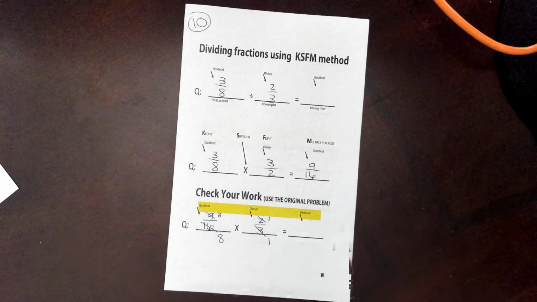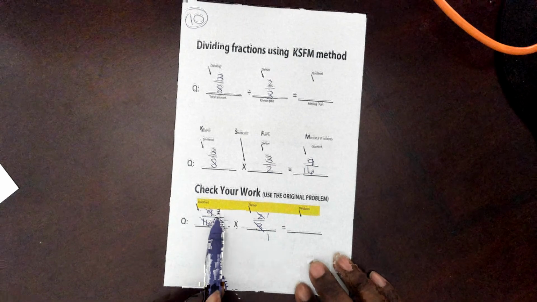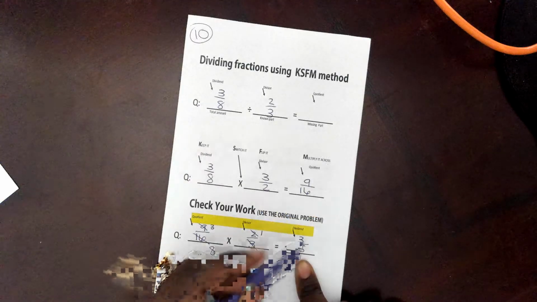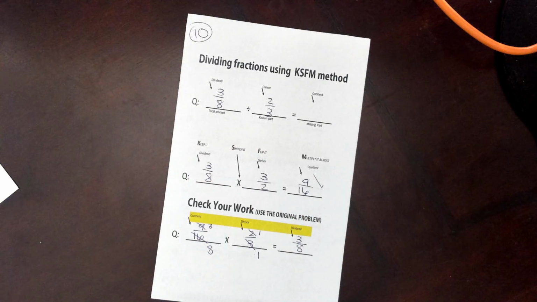And finally, I just multiply across. So 3 times 1 is 3. 8 times 1 is 8. So my dividend should be 3/8, which it was. So 9/16 was the correct answer.